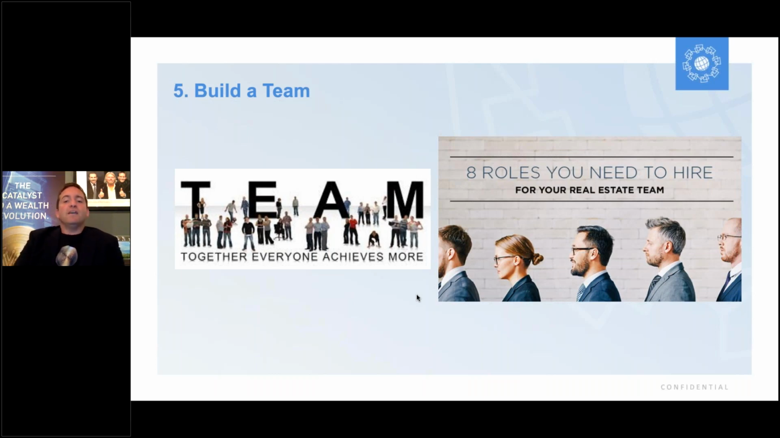You should know this. Every team should have 8 people. I started off tonight with the 8 core areas to real estate or property investing. There are 8 roles that you need to have in your real estate team.